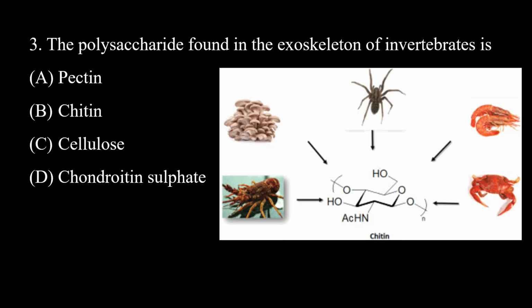Question number 3 is, the polysaccharide found in the exoskeleton of invertebrates is option A, pectin, B, chitin, C, cellulose, D, keratan sulfate. The right option is B, chitin. Chitin is present in the exoskeleton of invertebrates. As you can see here, these are some invertebrates, and their external surfaces and structures are made up of chitin. As they are hard structures, the chemical composition for these structures is chitin, and chitin is a polysaccharide.